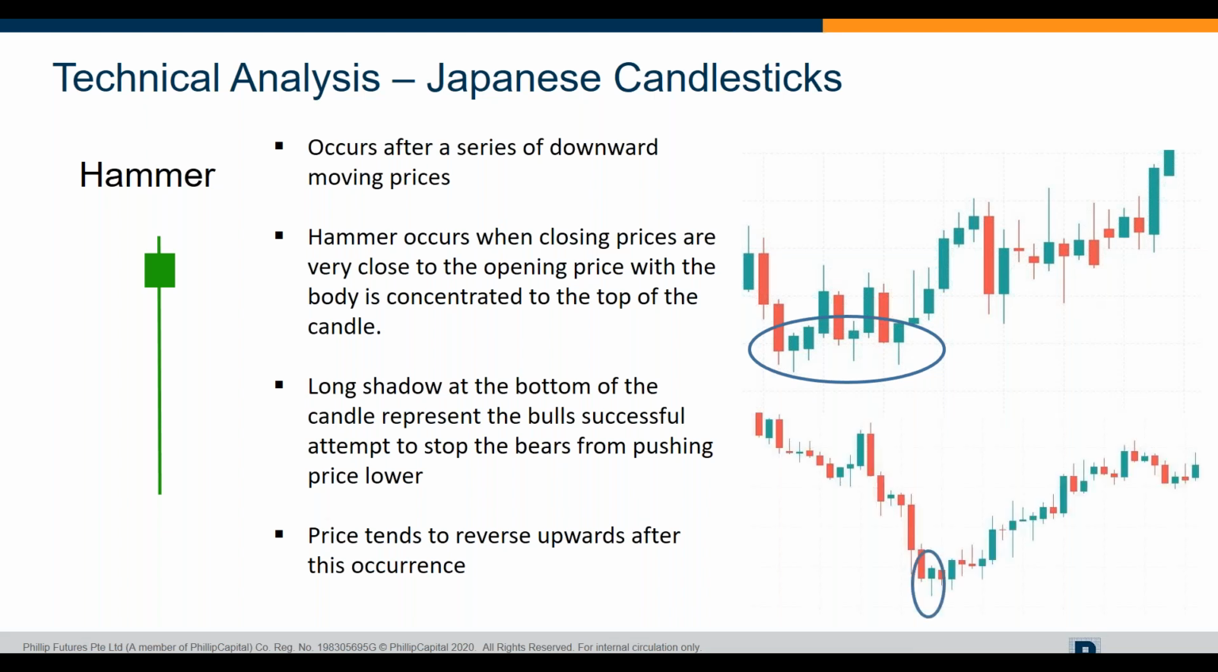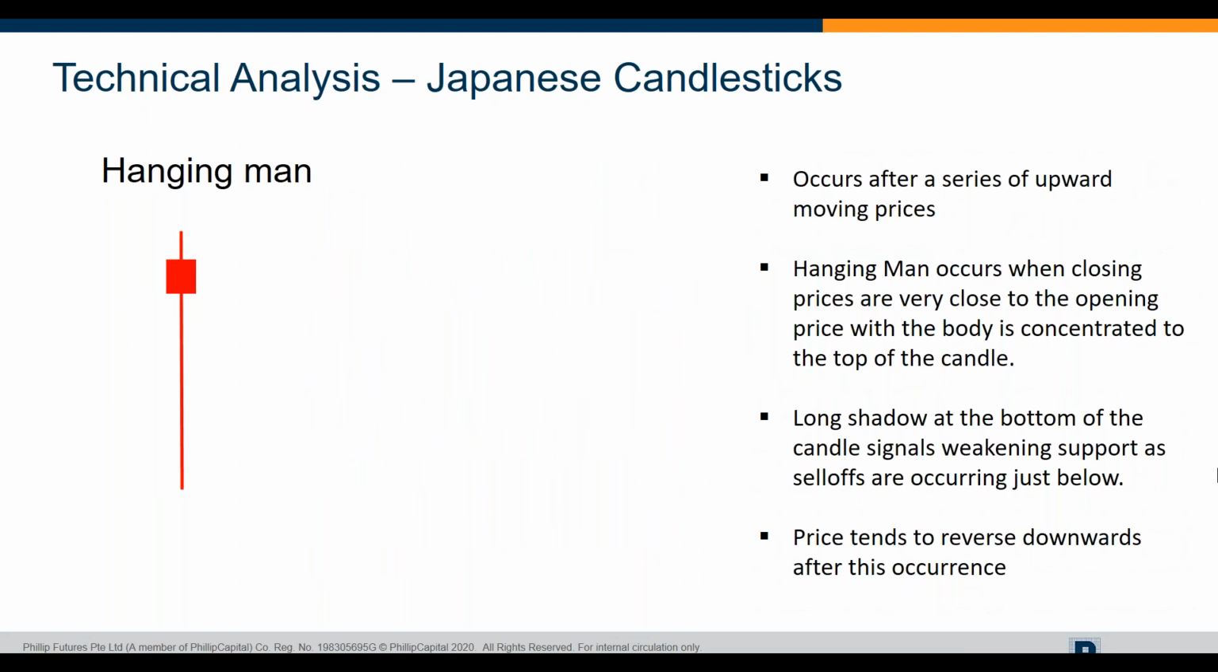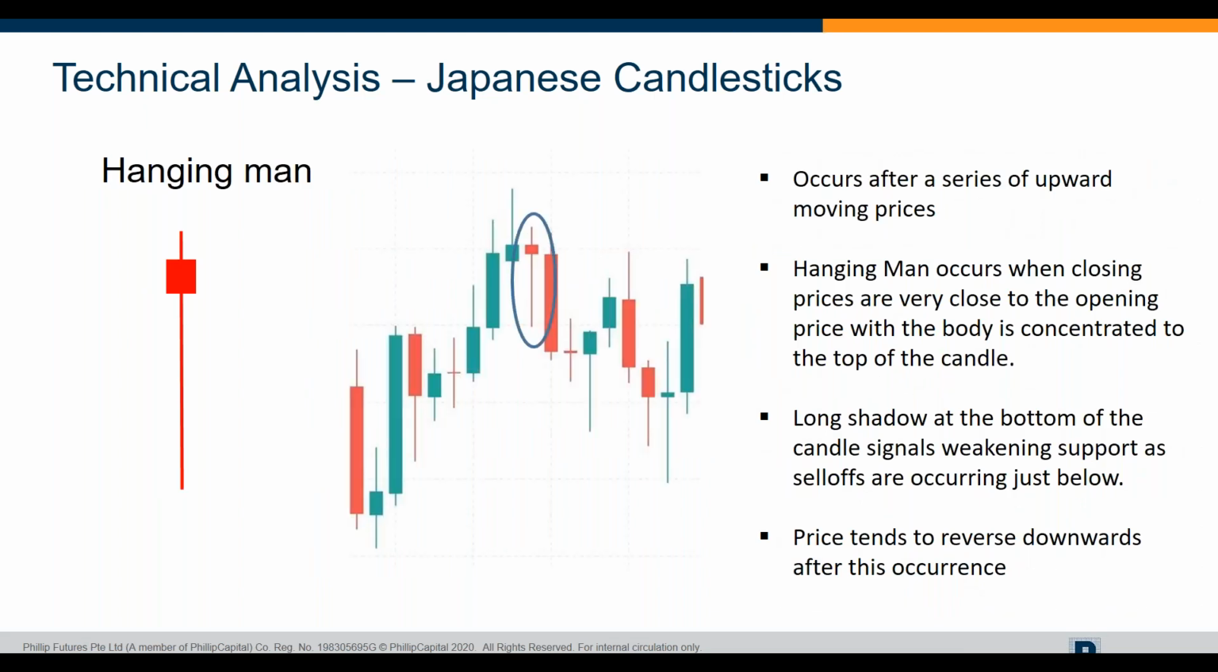Okay, so here are some examples. After a downtrend, you can see this hammer candle right here, and it quickly rebounded off. And the opposite is a hanging man formation. A hanging man formation occurs after a series of uptrends, and the price fails to go even higher. It actually went all the way low, but it still closed lower than the opening price. So this also signals a reversal sign for the pair.